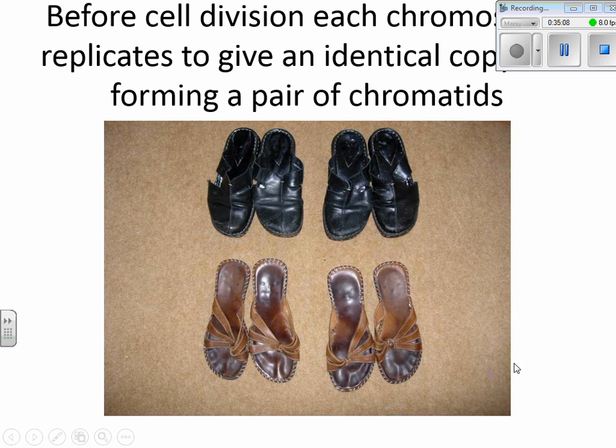Now, before the cell divides, you have to copy that information. And these were the 2 pairs of footwear that I had, 2 pairs of each. I had 2 pairs because they fit really nicely and they were very comfortable, which is not easy with my feet. I have exceptionally wide feet and it's really hard to find shoes that fit.